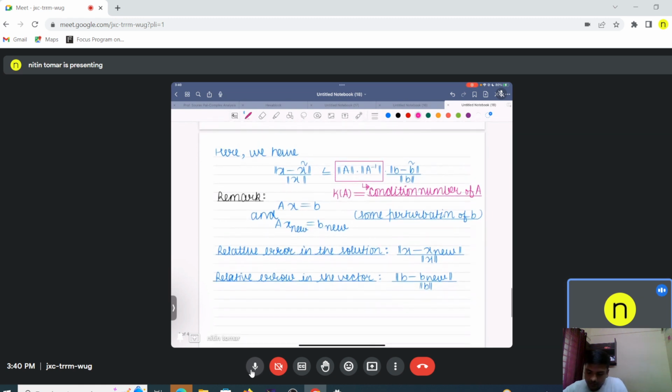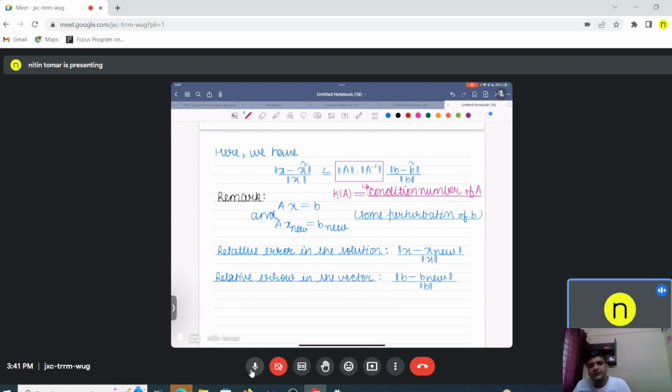So the condition number of a matrix depends very much on the vector norm. Okay, because see, this norm A is the matrix norm subordinate to a vector norm. So you change the vector norm, the matrix norm subordinate to that vector norm will change, and hence the condition number will also change. So it is clear that, from this, if condition number is small, then the relative error in the solution will also be small whenever the relative error in the right hand side vector is small.